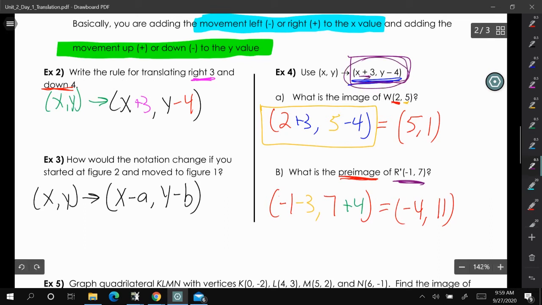-4 plus 3 gives you -1. +11 minus 4 gives you +7. So now I am confident that I did this translation correctly to find the pre-image.